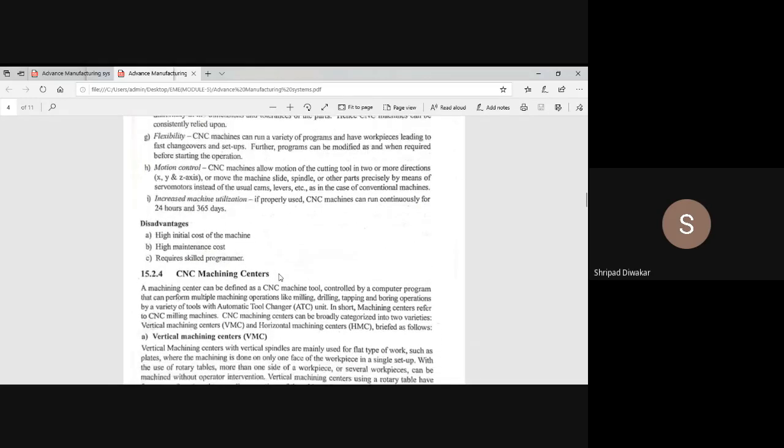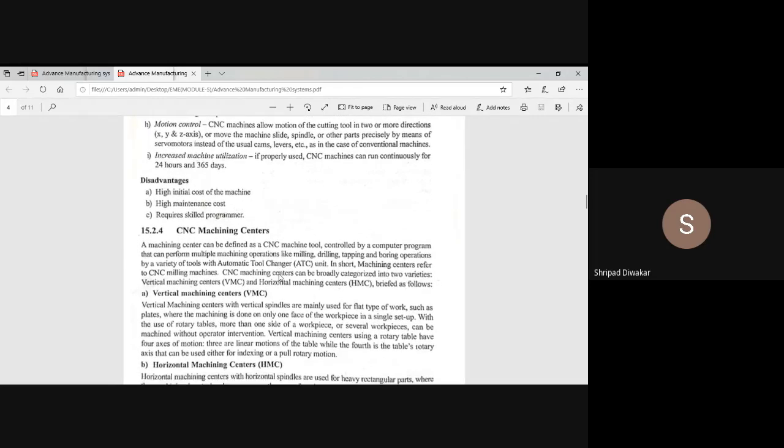Okay, and one more important one is motion control. This CNC machine can move in three directions: X direction, Y direction, and Z direction. Hence, it is more reliable and flexible in nature. So the cutting tool can move in three directions, X, Y, and Z direction. That is the advantage of a CNC machine.